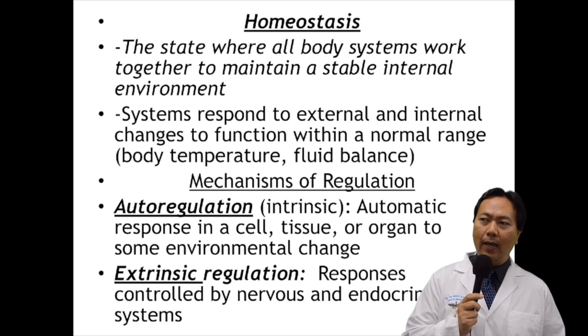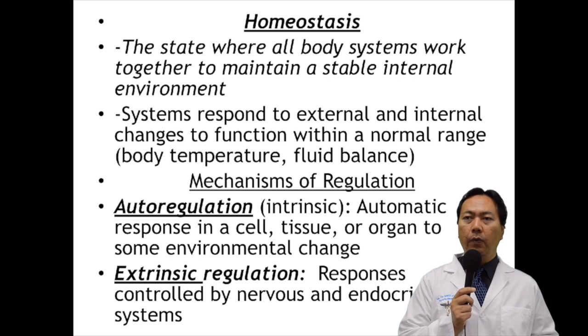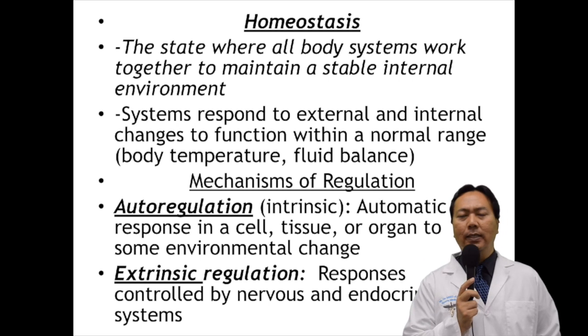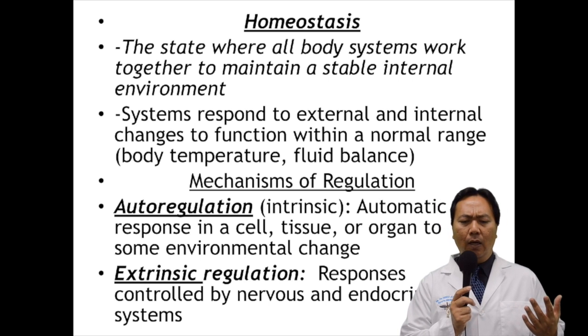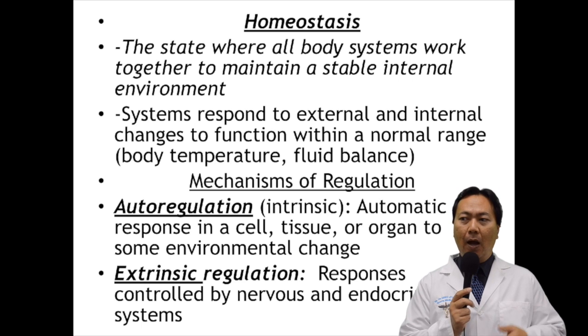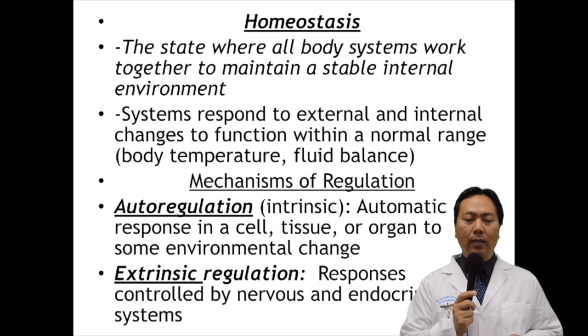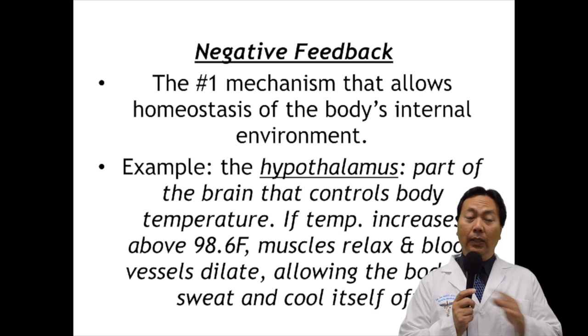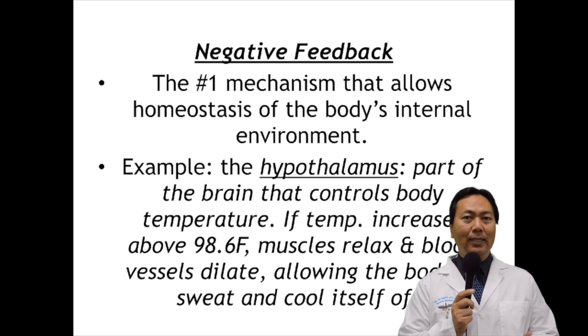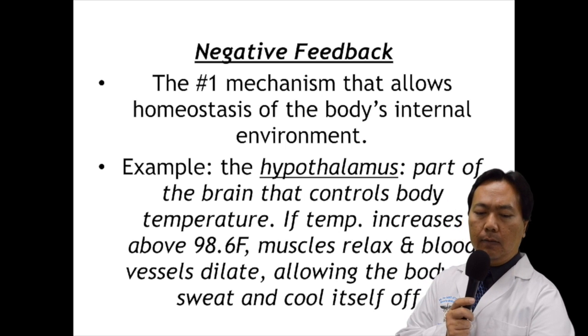There's a form of that which regulates. It's called autoregulation, and it's called extrinsic regulation. Autoregulation is when a cell or tissue or an organ has a response to the environment, and it does not include the nervous or the endocrine system. Whereas extrinsic regulation is going to be completely controlled by the nervous and endocrine systems. So that's the main difference there.